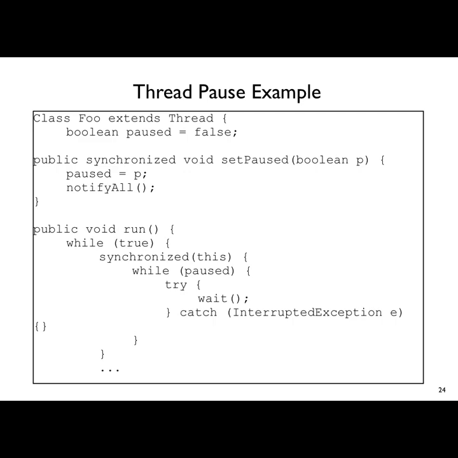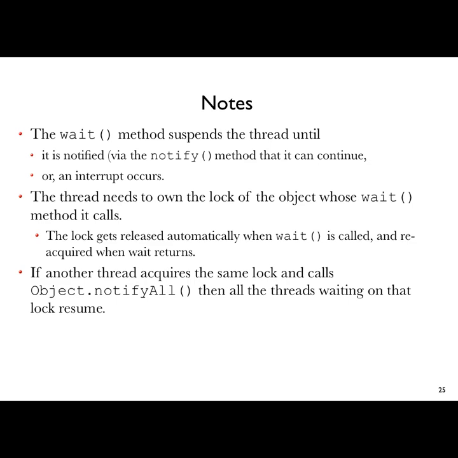So here's some code for that. So you've got a variable called paused, which starts as false, but then you can pass a change to that there, and if it's paused, you just wait until it's changed. And similarly, think of similar code to stop a thread. So the wait suspends the thread until you've got this particular notify method or an interrupt occurs.